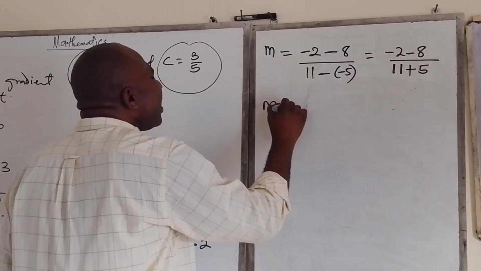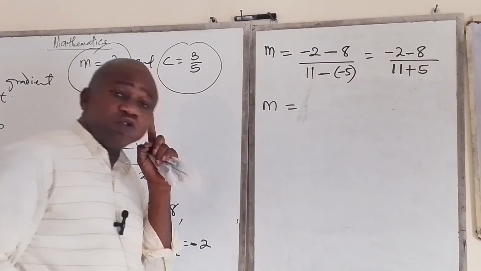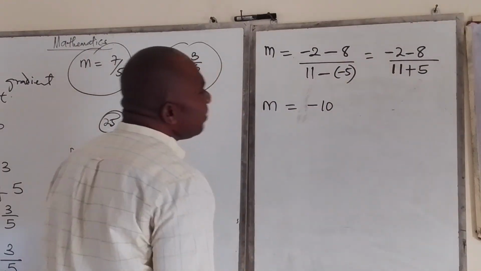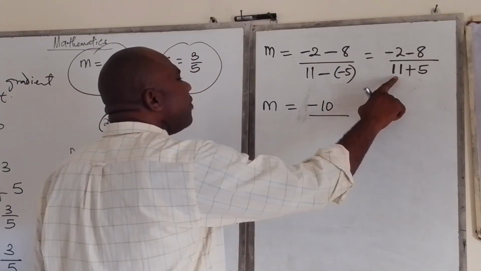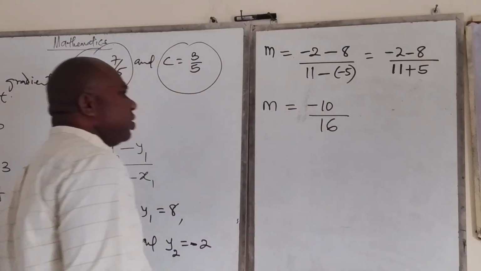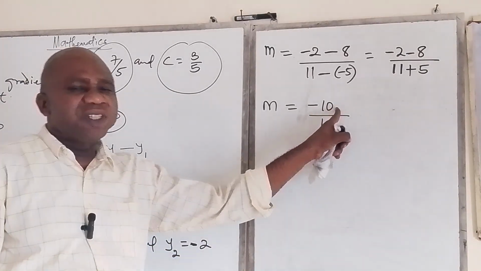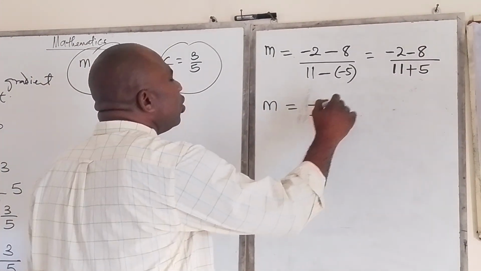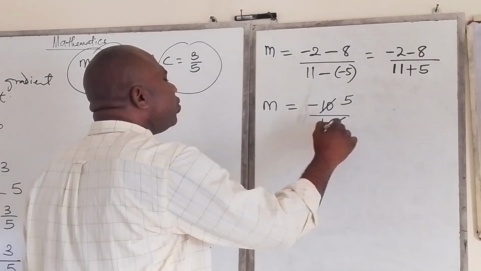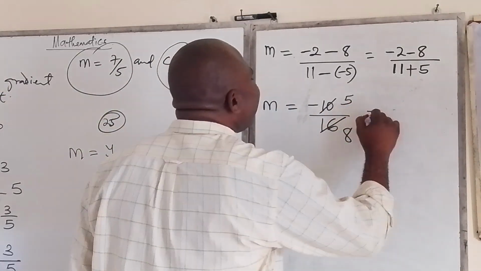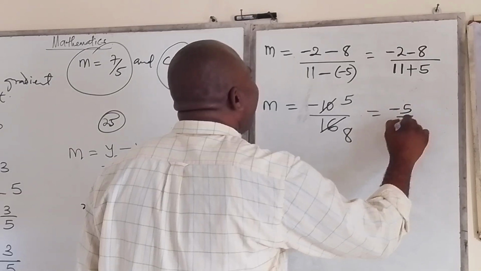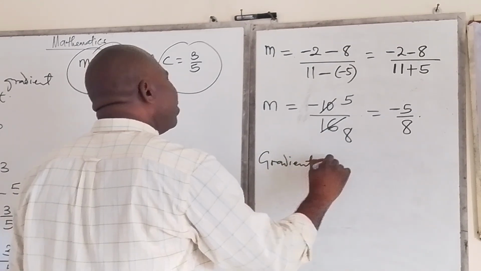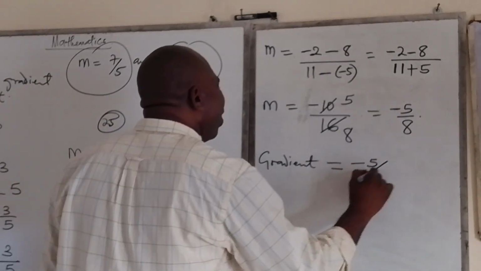So the value of our m will be equal to minus 2 minus 8, which is minus 10, all over 11 plus 5, and that will give us 16. Now the numerator is an even number and the denominator is also an even number, so 2 can go. 2 into 10 is 5, and 2 into 16 is 8. So the value of our m is minus 5 all over 8. So the gradient is equal to minus 5 all over 8.